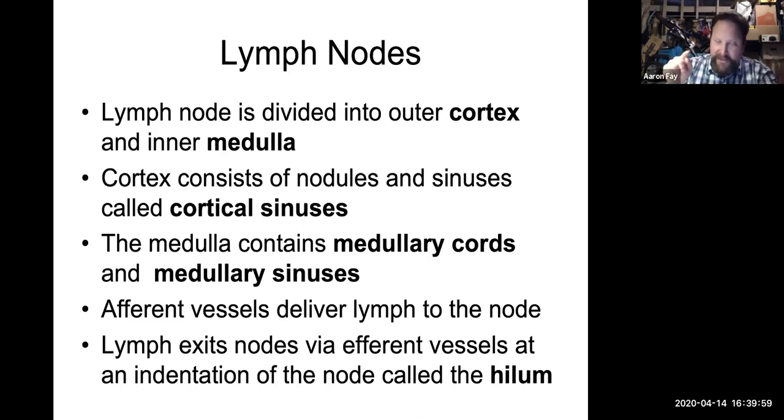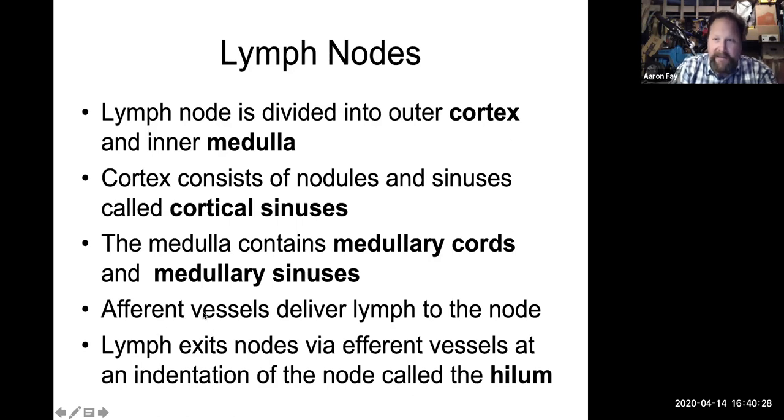In the cortex, you're going to have space for lymph to flow. Those are going to be cortical sinuses. Cortical sinuses are just space for the lymph to percolate and flow through. In the medulla, you will have medullary sinuses, just channels or spaces through which lymph can flow through the medulla. Medullary cords refers to just masses of cells in the medulla. So just clumps of cells put together, those are called medullary cords.